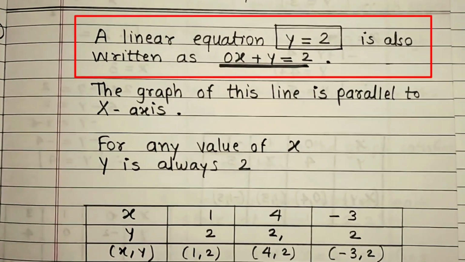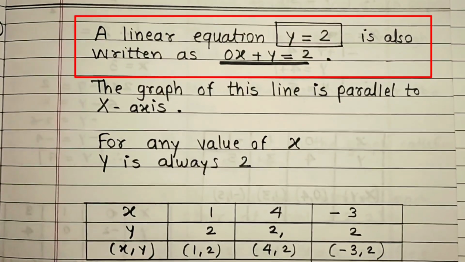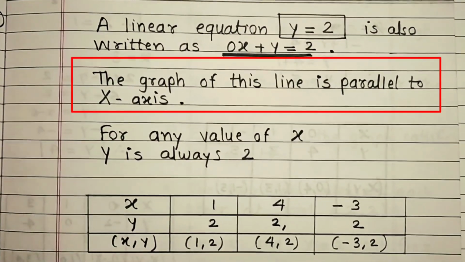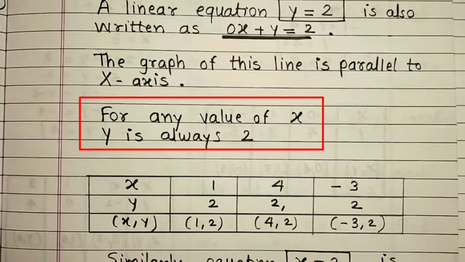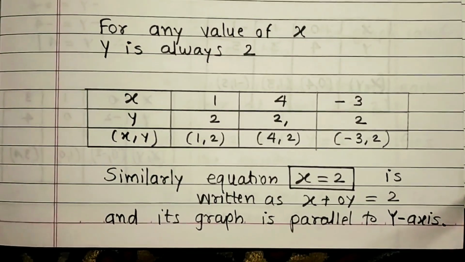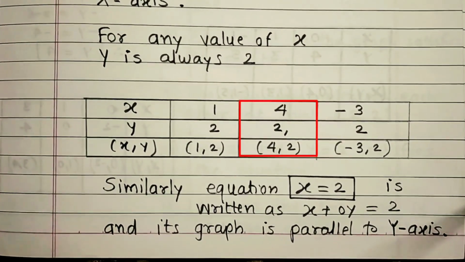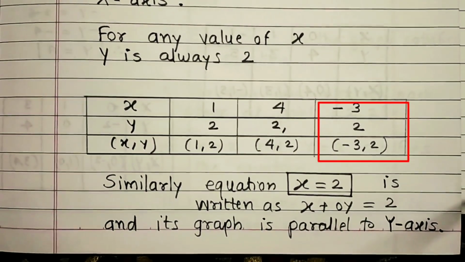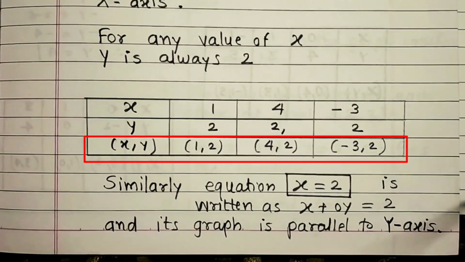A linear equation y is equal to 2 is also written as 0x plus y is equal to 2. The graph of this line is parallel to x-axis. For any value of x, y is always 2. When x is equal to 1, then y is equal to 2. X is equal to 4, y is equal to 2. X is equal to minus 3, y is equal to 2. (x, y) is (1, 2), (4, 2), (minus 3, 2).